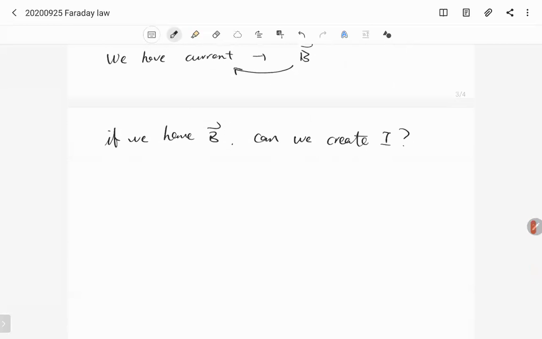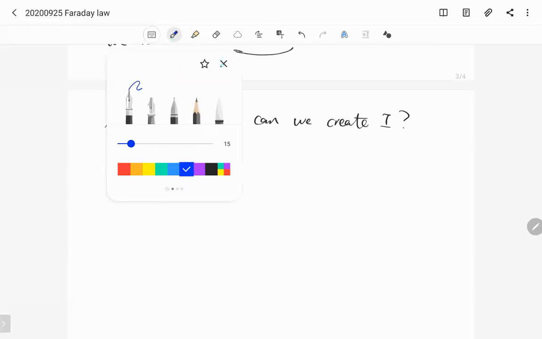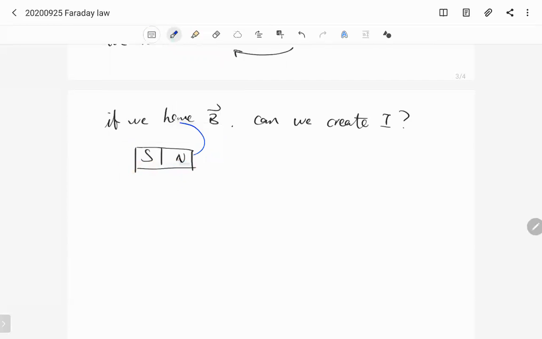This is a simple question, but the answer is not easy, because we can do an experiment, and the experiment shows that this process is impossible. So I will show you how we do the experiment. We can put a small magnet, and we have a south pole and a north pole, and the magnetic field lines start from the north pole and go to the south pole.